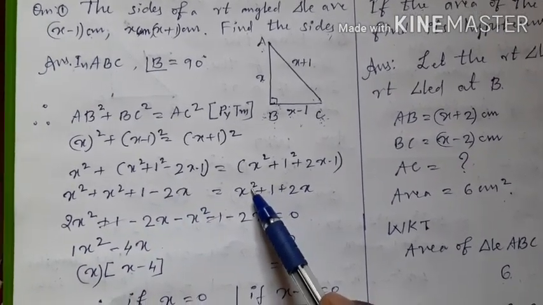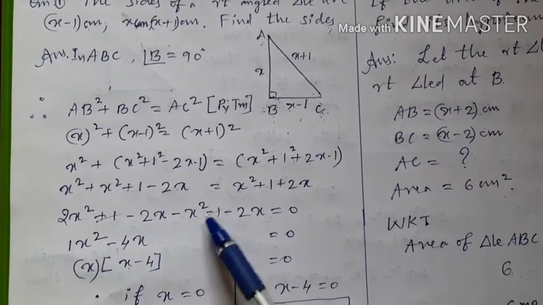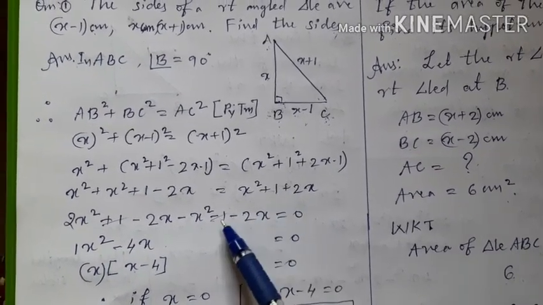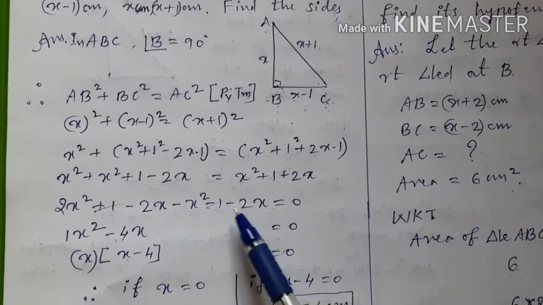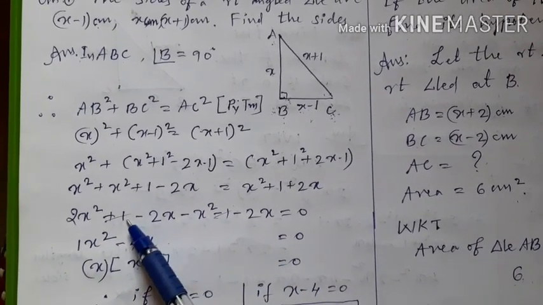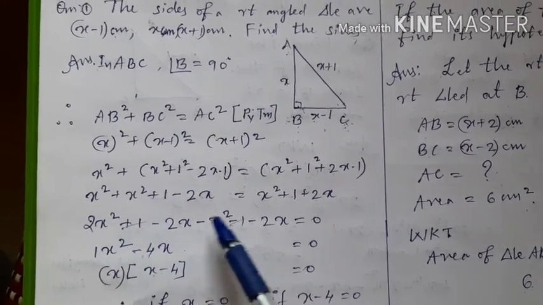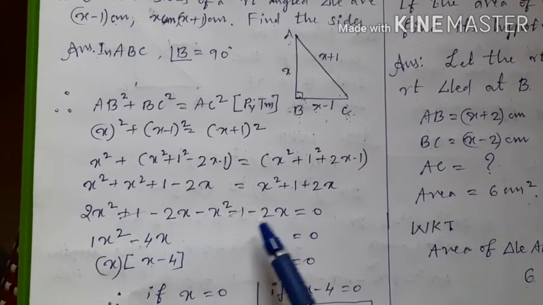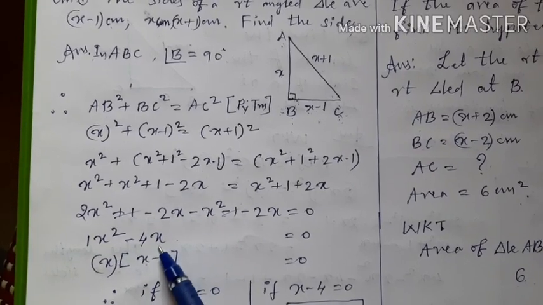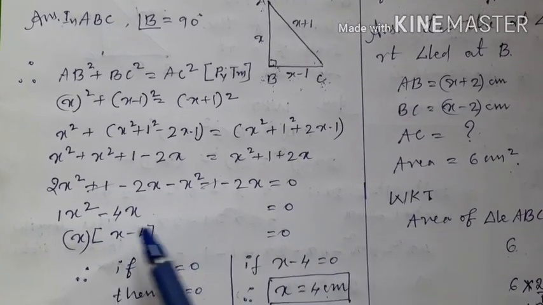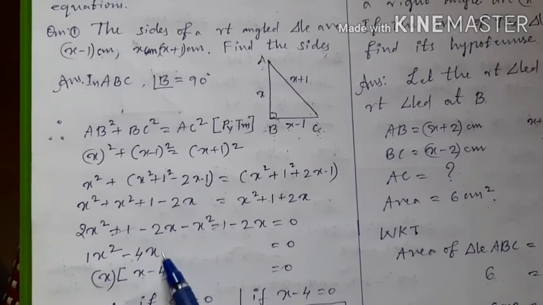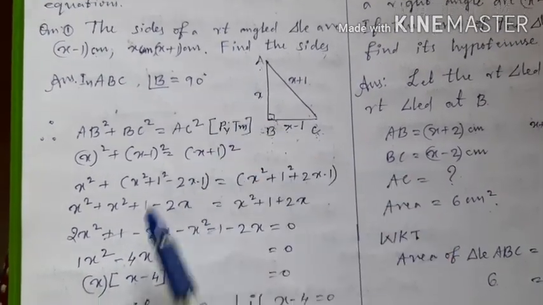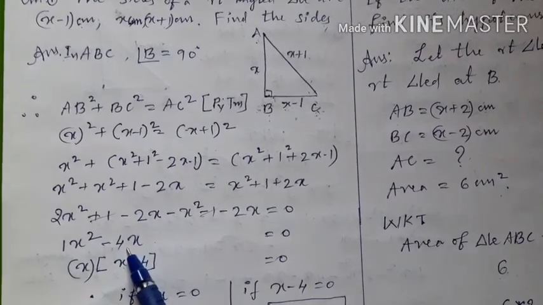I transpose this x square, this side becomes minus x square. Then this plus 1 comes as minus 1 and this plus 2x becomes minus 2x. Now you see, minus 1 and plus 1 get cancelled, and 2x square minus x square is 1x square, and this minus 2x minus 2x is minus 4x is equal to 0. So 1x square minus 4x is the quadratic equation.